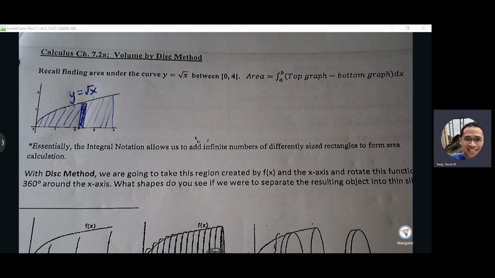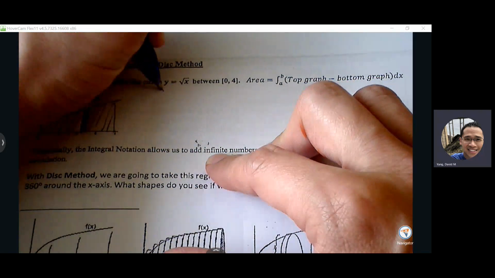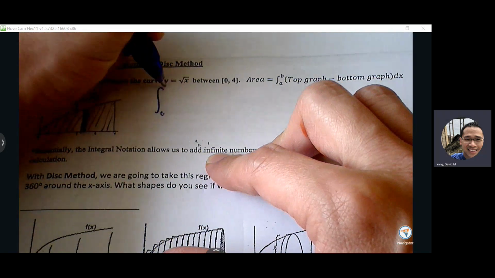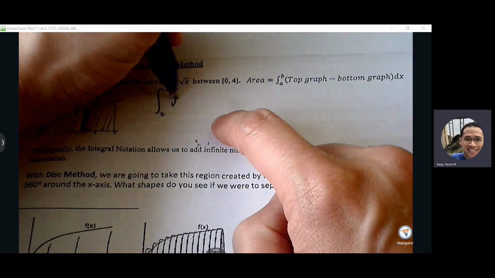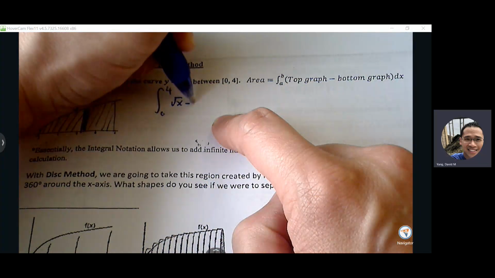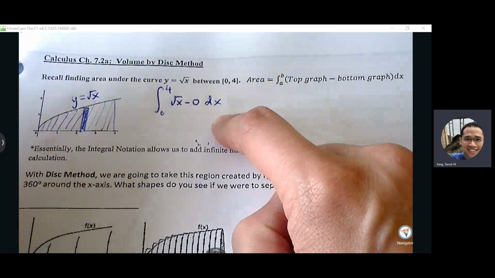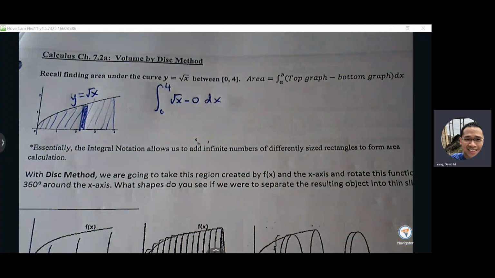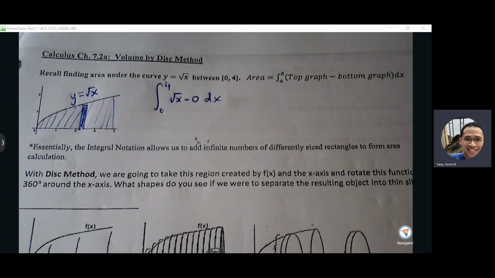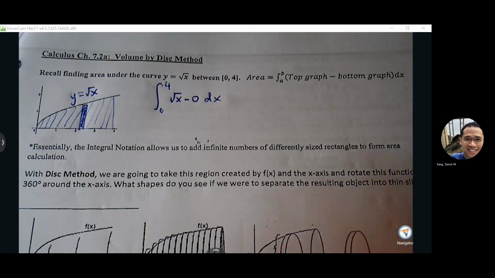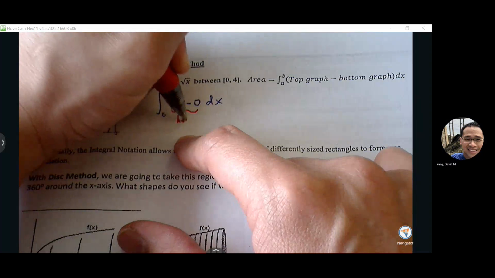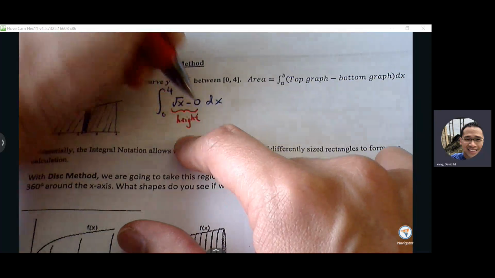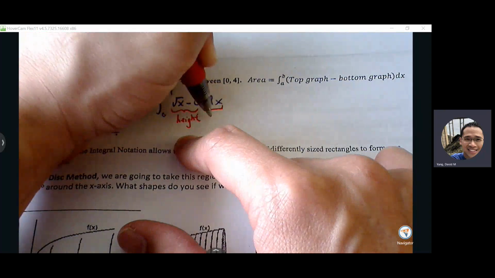And I want to point out a few things along the way. So depth integral from 0 to 4, because those are our bounds. Top graph is square root of x minus 0 dx. Okay. Now I want to talk about this here. That square root of x minus 0 represents the height component of these rectangles. Okay? And the dx represents the width.